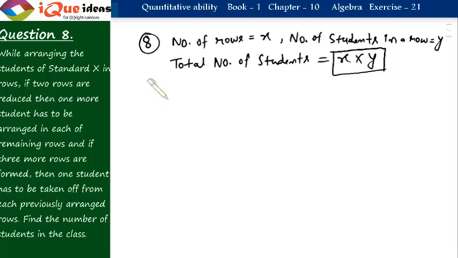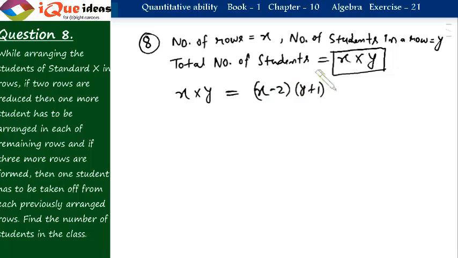Alright. Now let's look at the different situations. In the first situation, it says if two rows are reduced, that means the remaining rows would be x minus 2. So in the other case, the total number of students x into y can also be written as, let's look at the first case, number of rows reduced by 2, so it is x minus 2. Then we have to accommodate one student in every row, so it will be y plus 1.